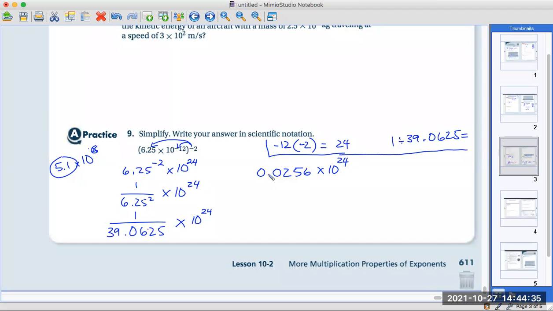And remember, we want our decimal to look like that. So I have to move my decimal over 1, 2 spaces. When I do that, I have to adjust this number. I'm moving it to the right, so I'm going to adjust it and take away 2. So now my number looks like this, 2.56 times 10 to the power of 22. Whew, that's it, scientific notation. Really tricky, okay?